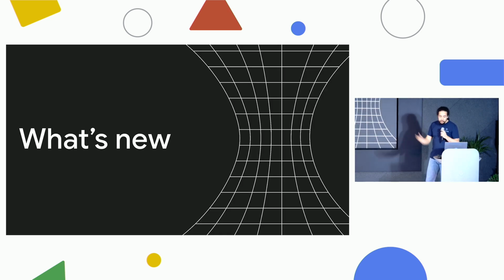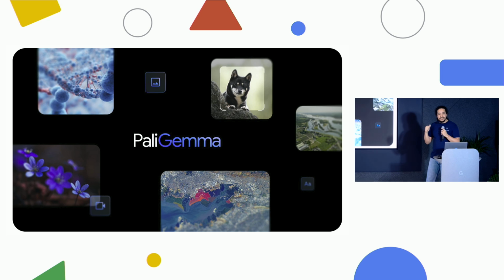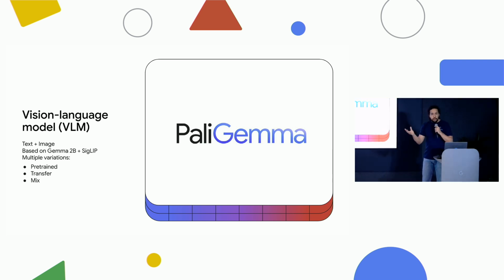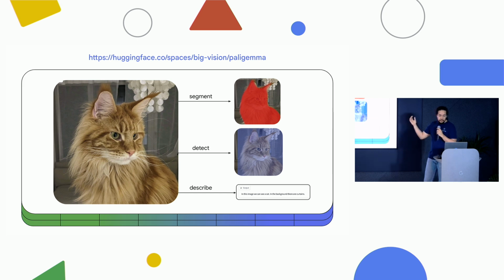So what's new? In May, we released our first multimodal open model, which is PaliGemma. PaliGemma enables you to take image and text and generates text. What can you do with that? You can do a lot of things. You can get an image and ask, segment for me the cat. Find the cat. What's in the image? Explain the image.